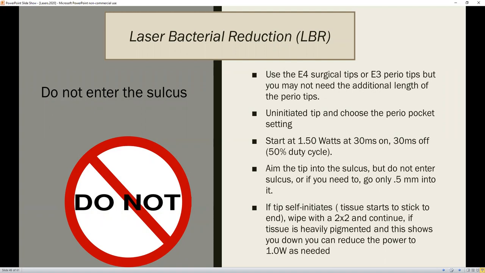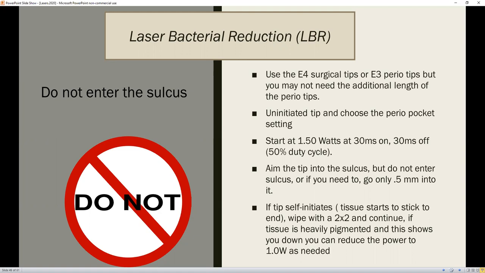So for the laser bacterial reduction, you're using certain tips, and they've got straight tips and curved tips and everything that we'll be getting into. Some of them are thicker than others. You want to use what's called an uninitiated tip. That means it's not meant for cutting, and you choose the periopocket setting.